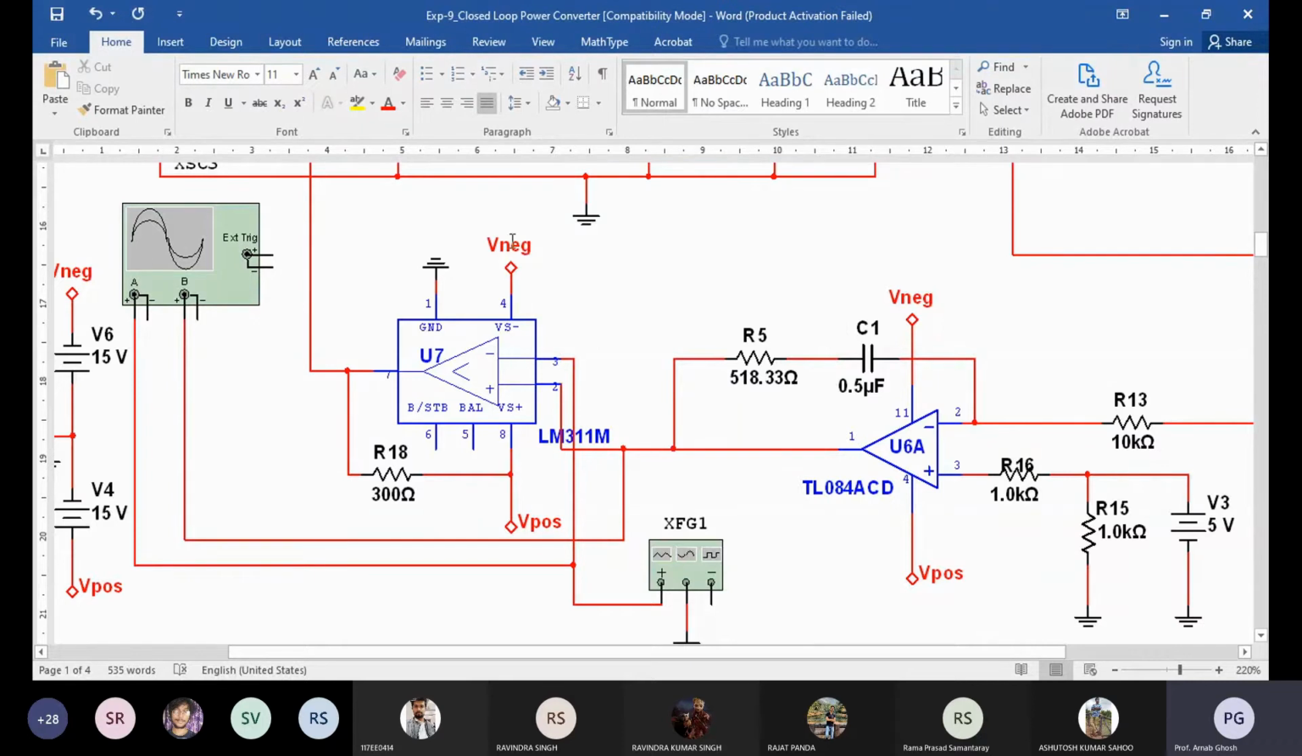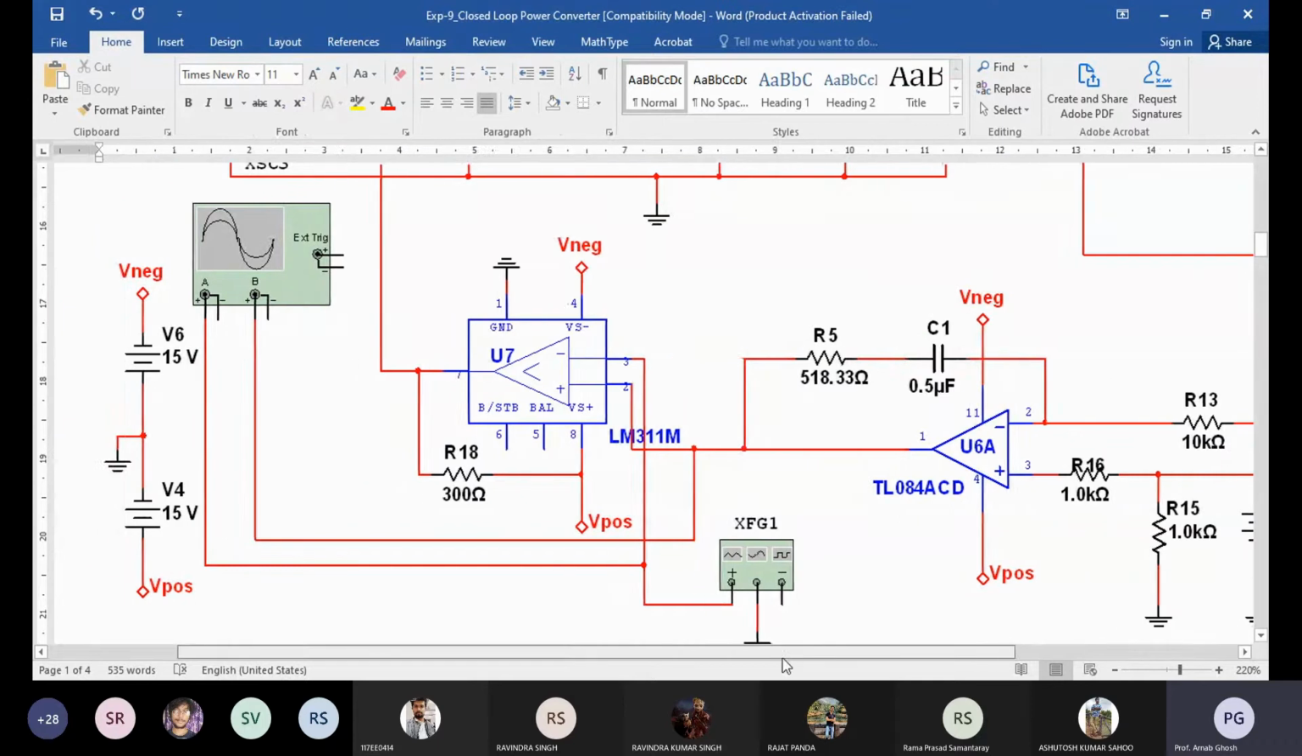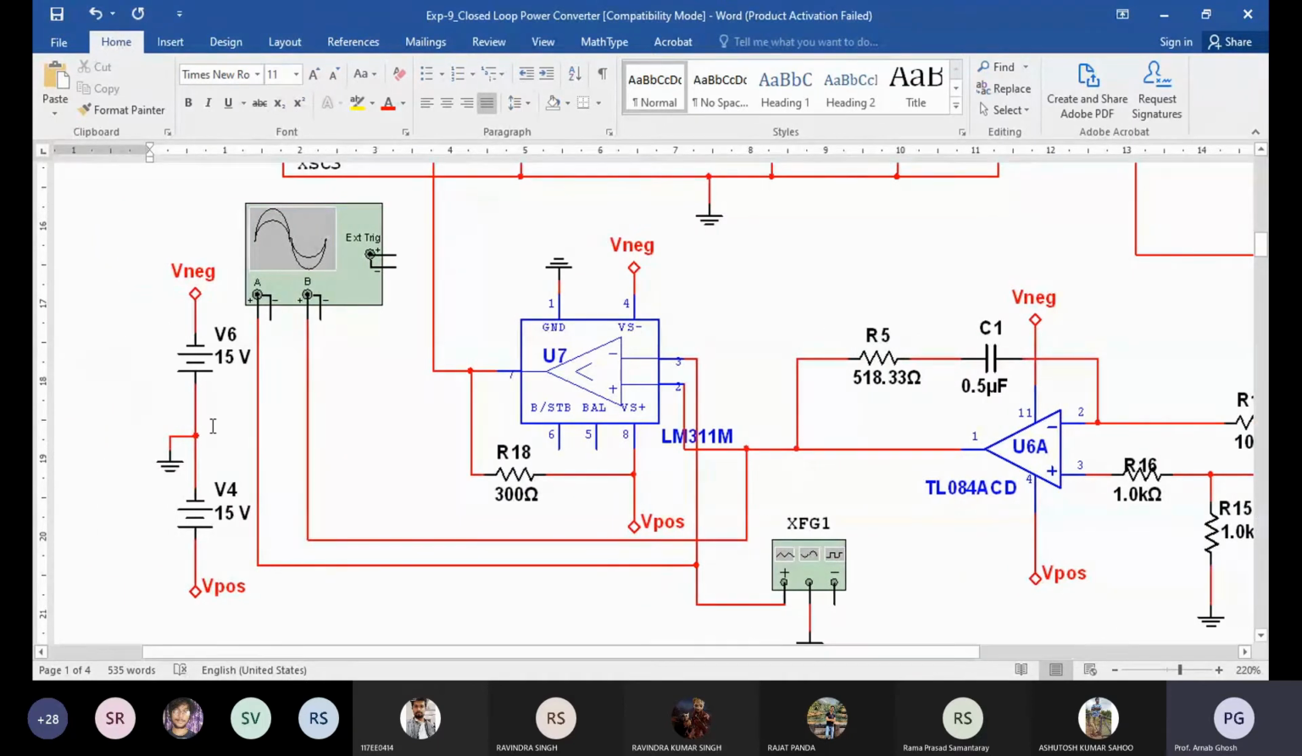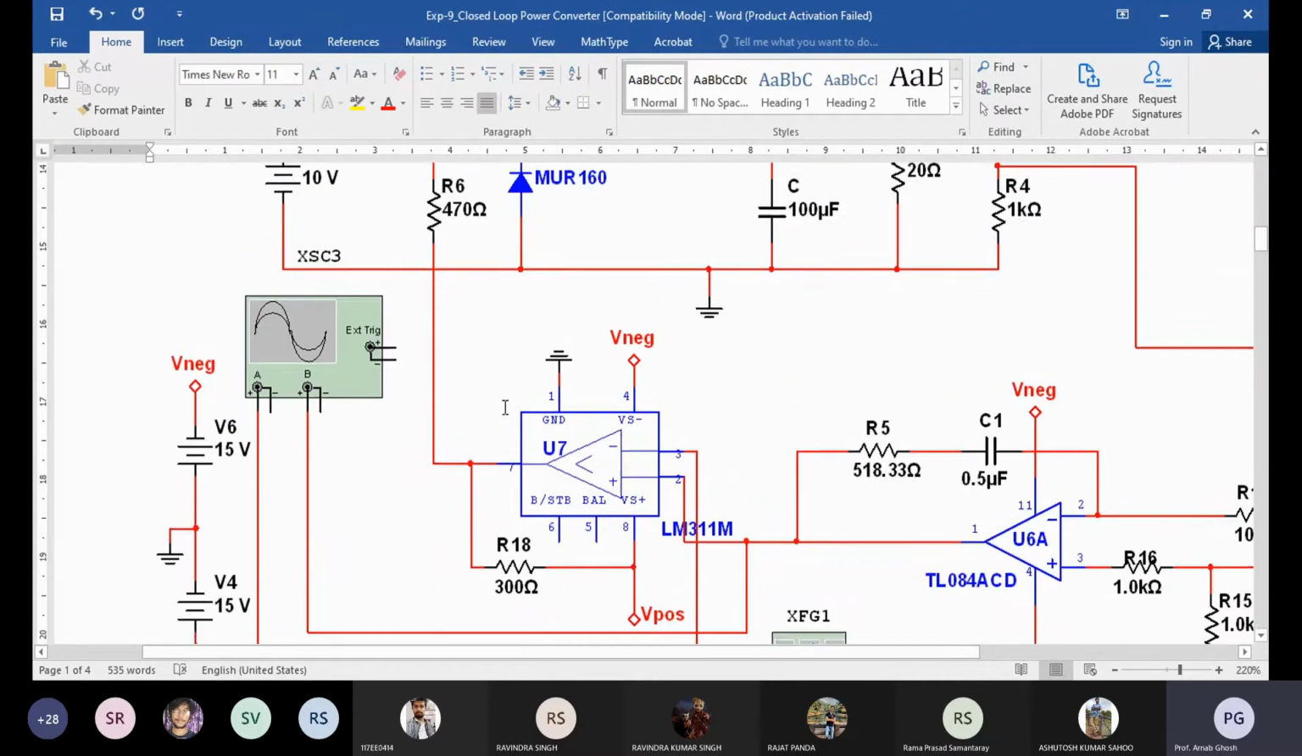Again for the negative terminal, I have prepared that connector. Here you can see the 15 volt positive terminal is grounded, and the negative terminal is grounded here. So the positive one gives you the positive supply, and with reverse polarity you get the minus 15 volt. So that I have given here, and again it's a comparator. After comparing you are getting the PWM.